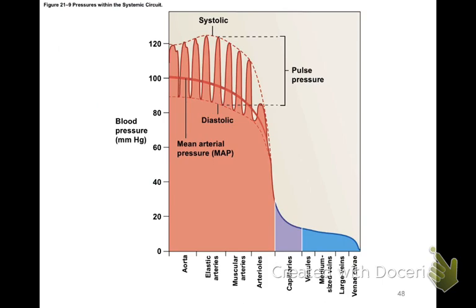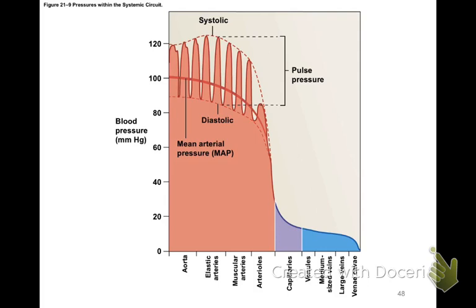And so what you see in this diagram, first of all, you can see the pulse pressure. So you can see that 120 over 80. You can see the dark red line, the mean arterial pressure, marked for you. And look at what happens when you get into the arterioles. The pressure practically plummets. It's almost a vertical line down from the arterioles.